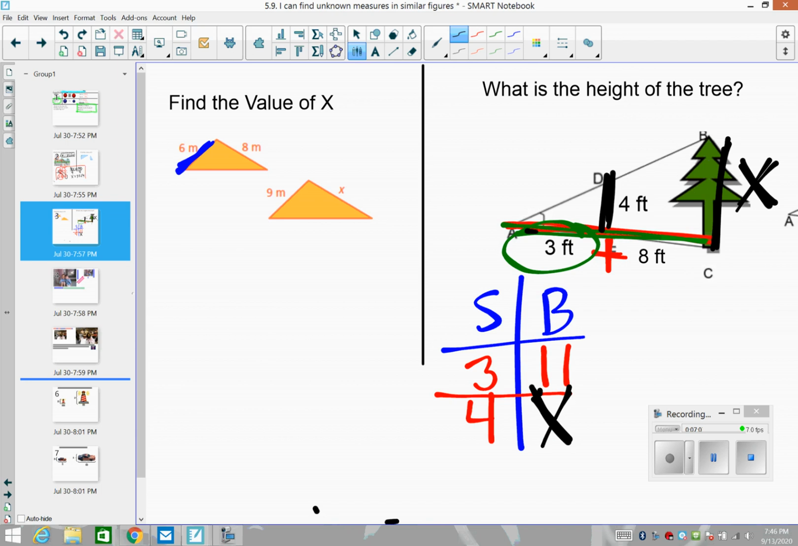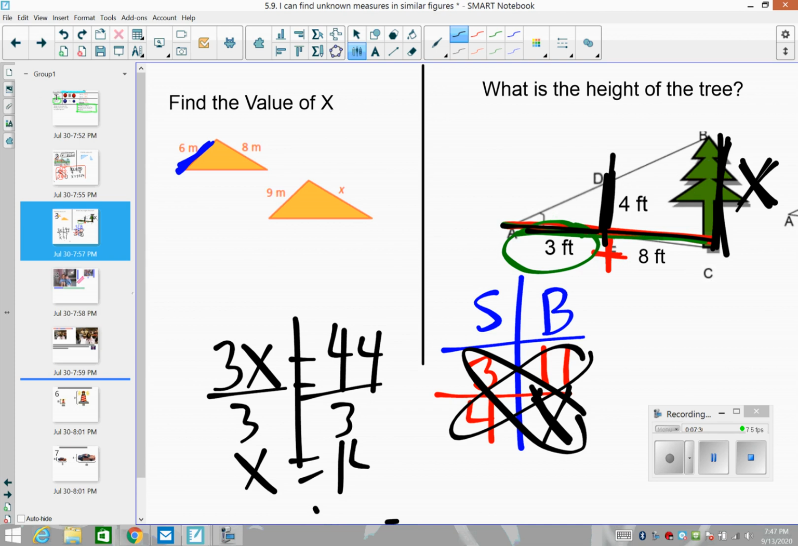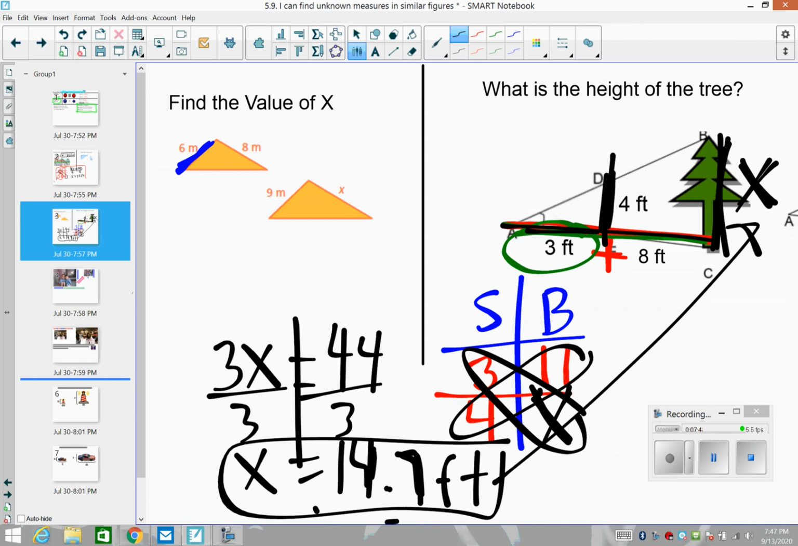So that's our setup. So 3 corresponds to 11. 4 corresponds with x, same position. So corresponding means they're in the same spot. So we have 3 times x is equal to 4 times 11. Divide by 3, copy, paste, copy, paste. So we end up with 44. Divide by 3 gives us 14.6 repeating. I'm going to say 14.7 just for sake of being able to cut that off. So 14.7 feet is the height of that tree using cross products.